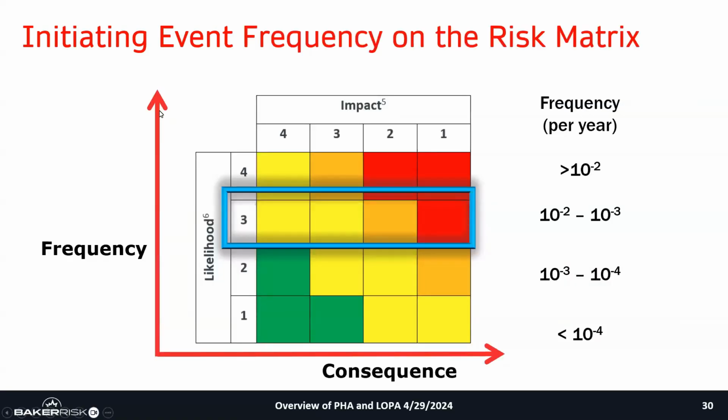So on this slide, we're depicting frequency on your risk matrix. We talked about it in earlier slides, but in this example, the team identified the initiating event frequency is between 10 to the -2 and 10 to the -3, so between once every 10 years and up to once per year. So perhaps this is a human error frequency. It's basically showing that, based on your initiating event, you can assign an initiating event frequency.